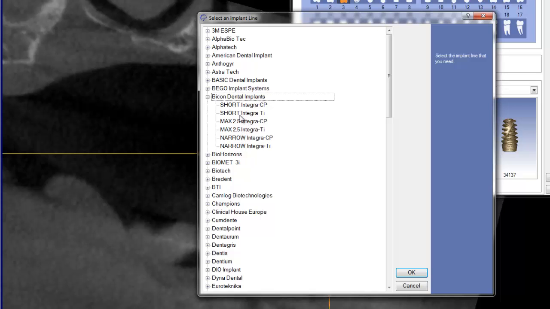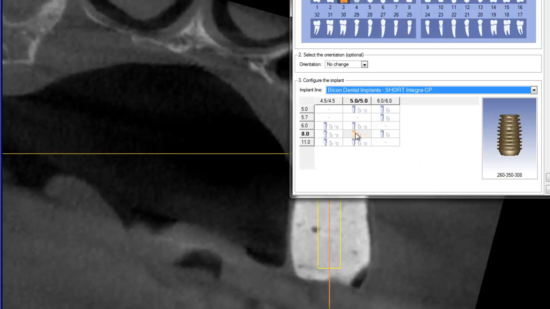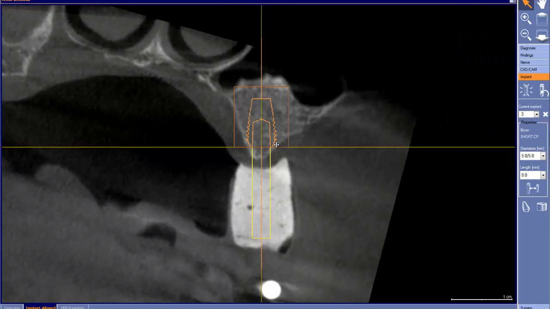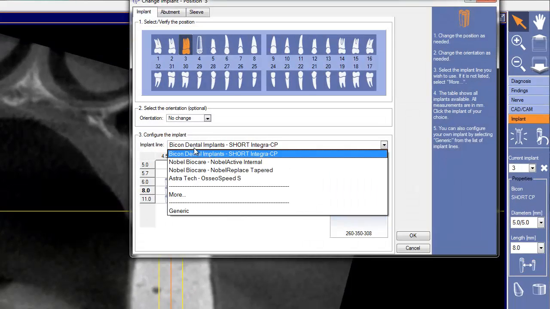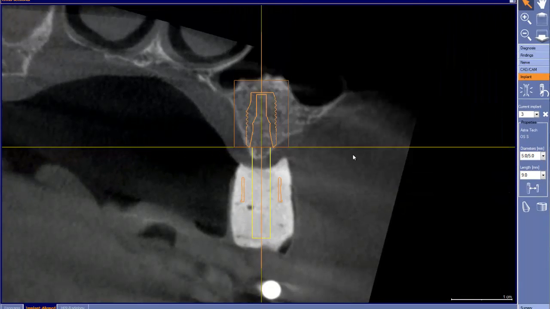So let's take a look here at this particular implant, and let's say if we went with the 5 by 8 in this particular case. Again, you can see also with this implant we have a slope that allows us to preserve more bone in this particular area. Again, there is no right or wrong answer in terms of what implant we use. Every implant has its own benefits and negatives. It's all a matter of what your comfort level is.